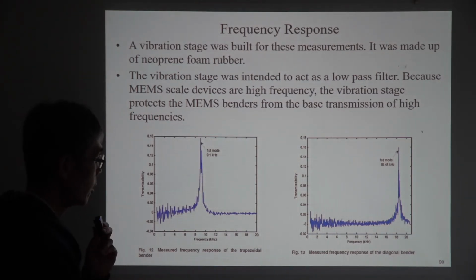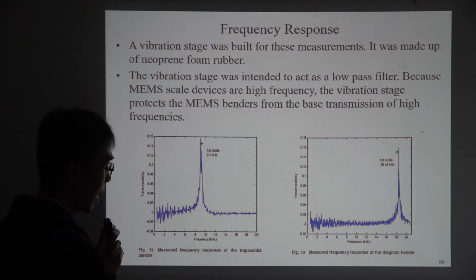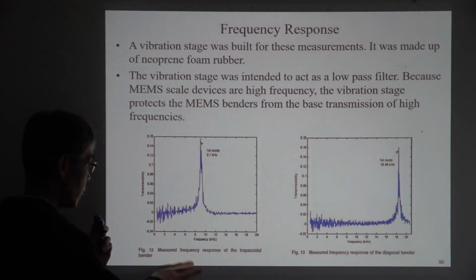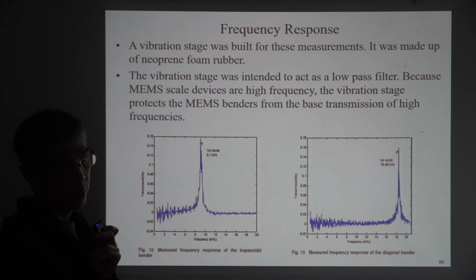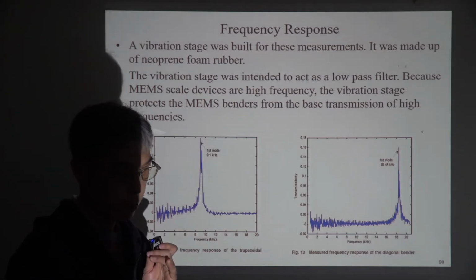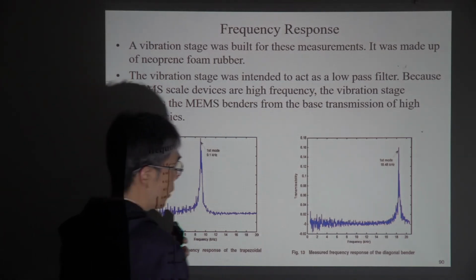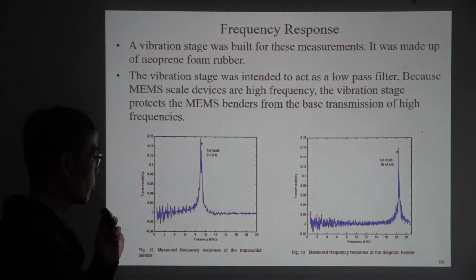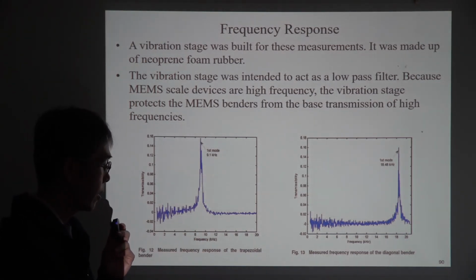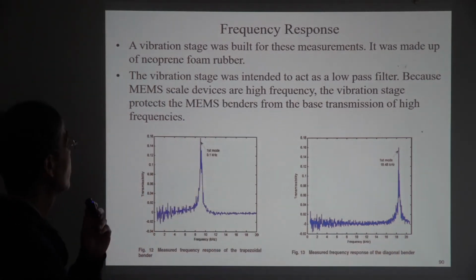Okay, so this figure shows the frequency response of the diagonal bender and the trapezoidal bender. Because the diagonal bender has a large pit around the device, see, the quality factor is much higher than the quality factor of the trapezoidal bender. And the resonance frequency is also much higher than the trapezoidal.